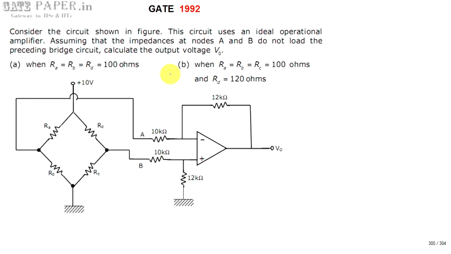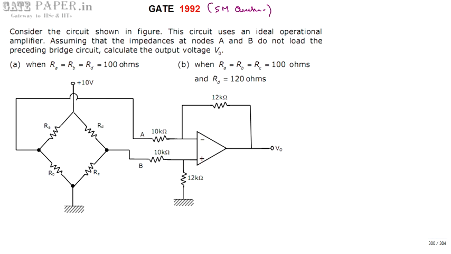Hello, we are discussing the GATE 1992 ECE paper, and this question is related to analog circuits. This is a 5 marks question that came in GATE 92, and look at the circuit diagram. The circuit uses an ideal operational amplifier.